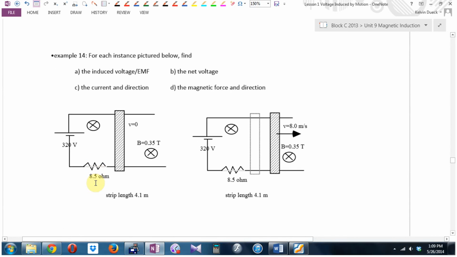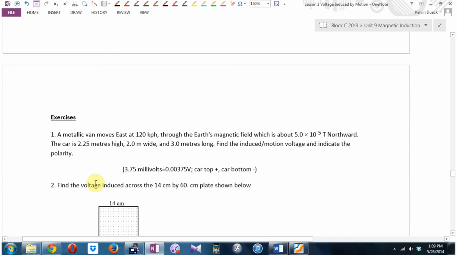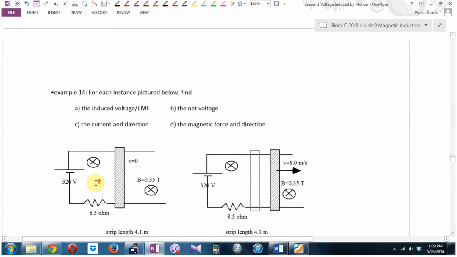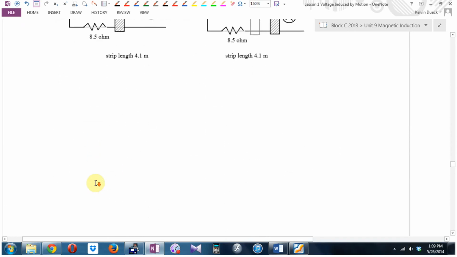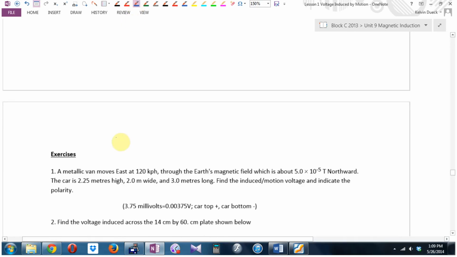I got 9 minutes after 1. This is the last one though, right? It is. So I'm not quite going to finish. I'm going to start next class with example 14. But questions you can do right now, certainly.